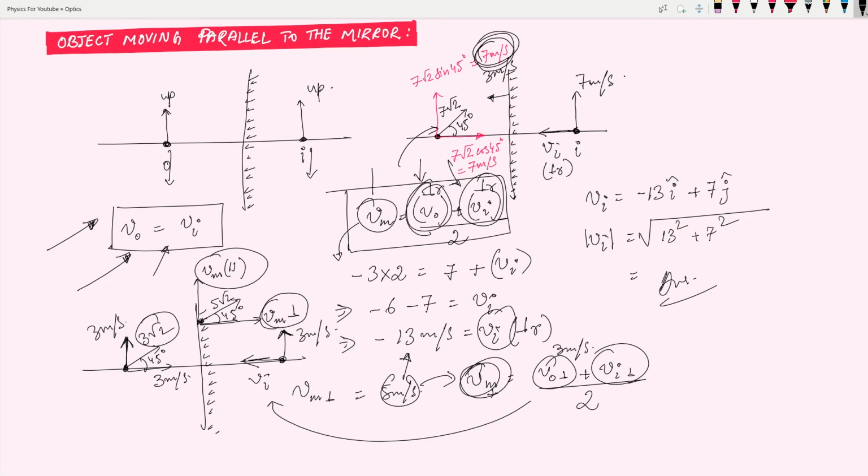Whatever it may be, whether the mirror is moving at a certain angle or not, whether it is moving perpendicular, I have discussed all the concepts. Just concentrate on what I have said, and you can solve each and every question asked from this part.